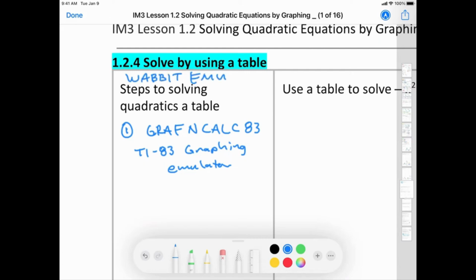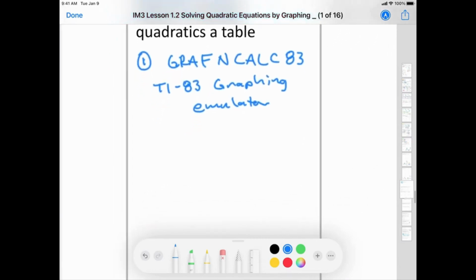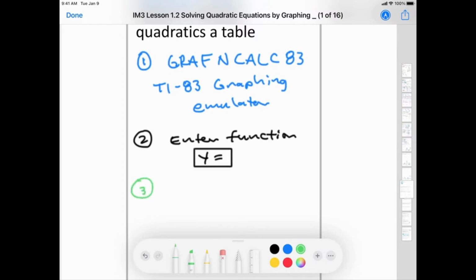Basically, what you want is a free graphing calculator on your phone, or if you have a physical one, this is good too. The next thing we're going to do is insert the function. So enter the function, and you're going to do that by clicking on the y equals button. Once you do that, you're going to view the table.